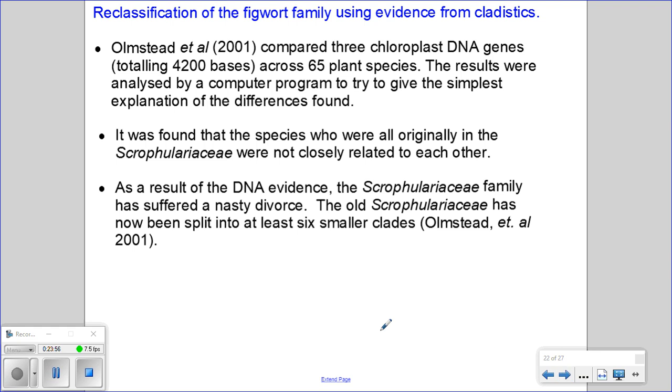So they all had these following features here. Now, a study done by Olmstead et al. in 2001 compared 3 chloroplast DNA genes, which totaled 4,200 bases across 65 plant species. The results were analyzed by a computer program to try and give the simplest explanation for the differences found. It was found that the species who were all originally in the Scrophulariaceae were not closely related to each other. As a result of the DNA evidence, the Scrophulariaceae family suffered a nasty divorce. The old Scrophulariaceae have now been split into at least 6 smaller clades, according to Olmstead et al. in the study done in 2001.